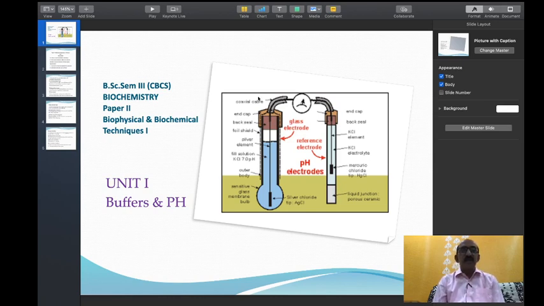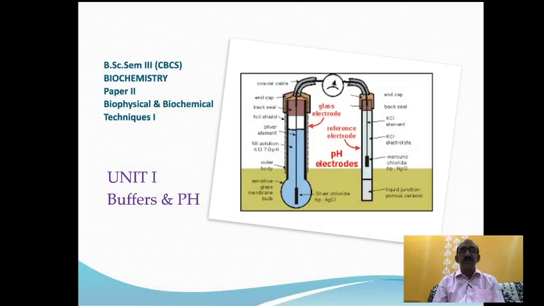You know, in each paper of biochemistry there are 4 units. In paper 2 there are unit 1, unit 2, unit 3 and unit 4. The first unit is concerned with buffers and pH. The second unit is concerned with spectrophotometry. The third and fourth units are concerned with chromatography.